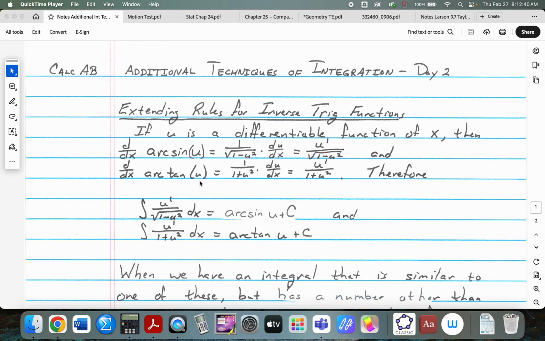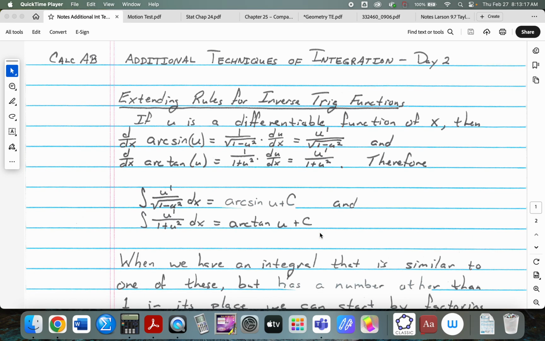And then for arc tangent of u, it's kind of the same thing. We end up with the derivative of arc tangent of u is u prime over 1 plus u squared. So reversing those, the integral of u prime over the square root of 1 minus u squared dx is going to be the arc sine of u plus a constant. And the integral of u prime over 1 plus u squared dx is going to be arc tangent of u plus c. And that would be great if that's all that we ever had.